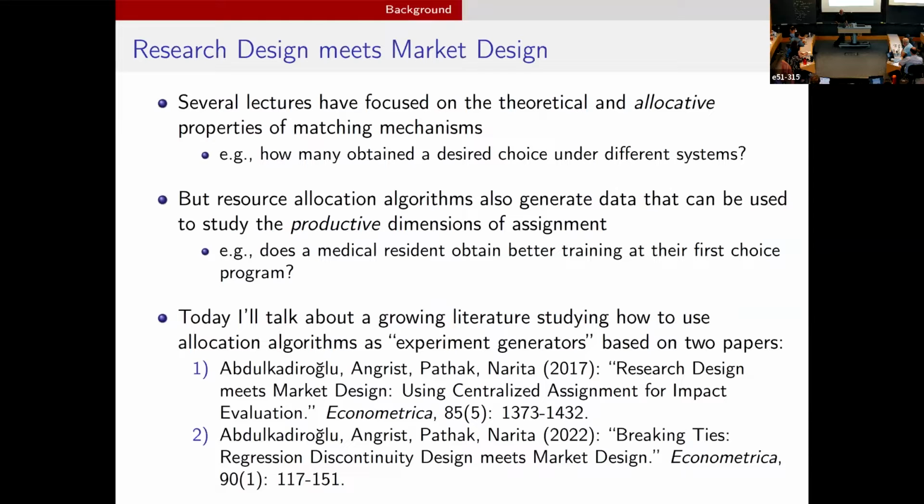Now, importantly, both of these are settings where we're thinking about static assignment. So we're particularly keen on looking at school placement, whether or not you got one of your desired choices. Nikhil is going to talk a little bit about dynamic aspects of these kinds of questions later today.